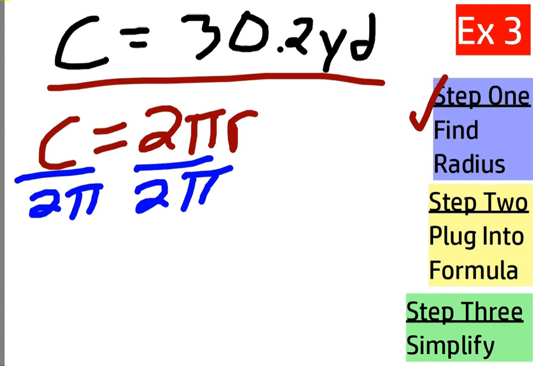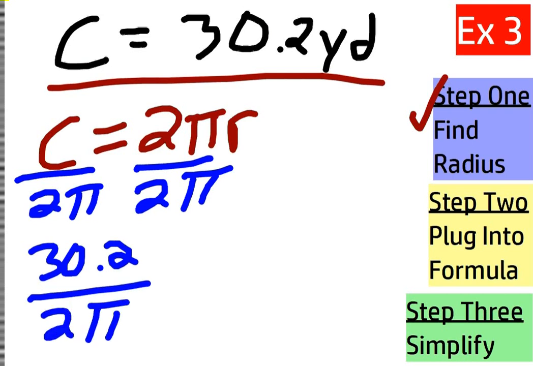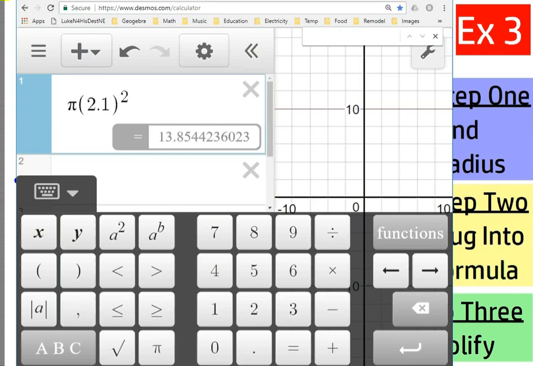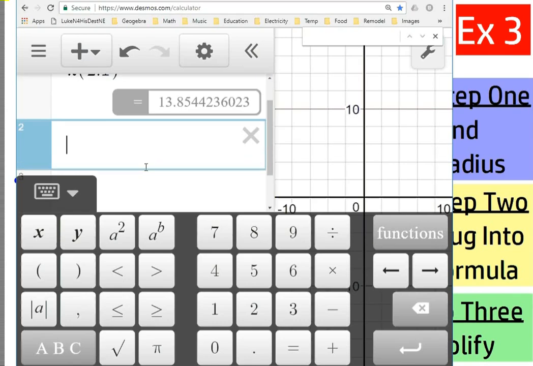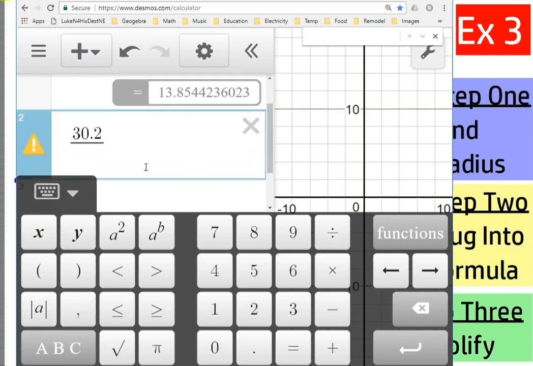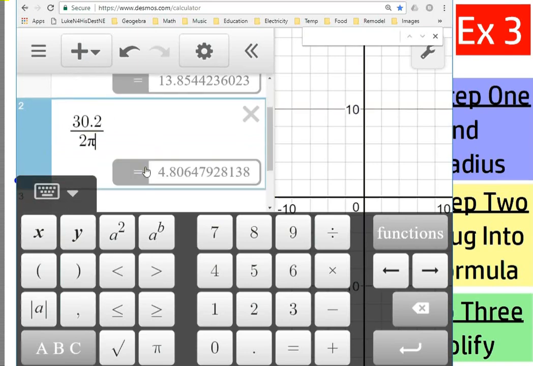Correct. So the circumference is 30.2, so it's going to be 30.2 divided by 2 pi. That's going to give me the radius, approximately, right? Because it's going to be a decimal. Let's plug that in and see what we get. 30.2 divided by 2 pi. So the radius is going to be about 4.8.